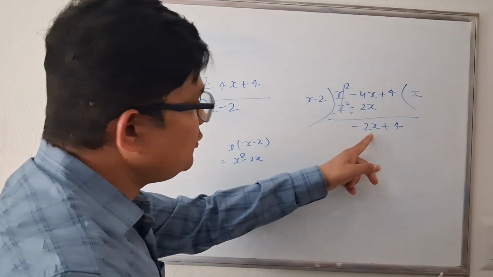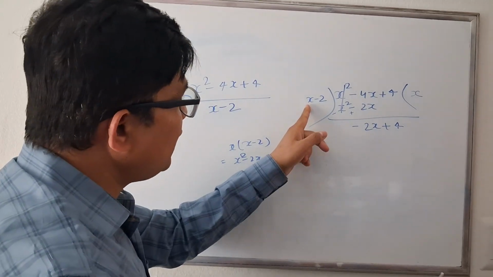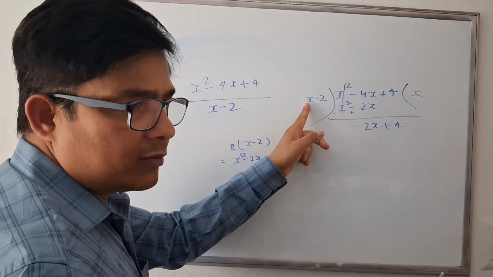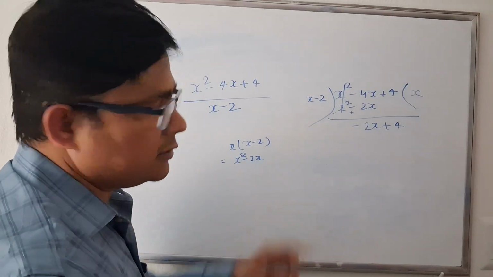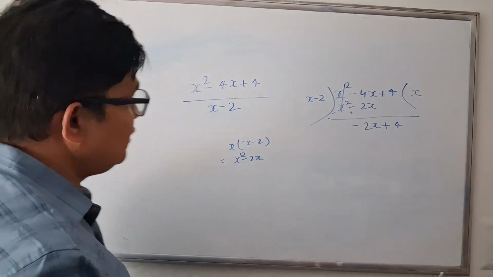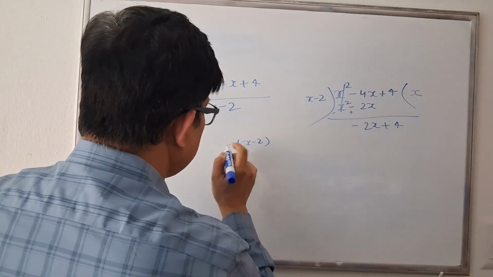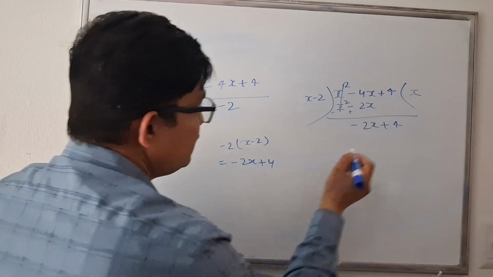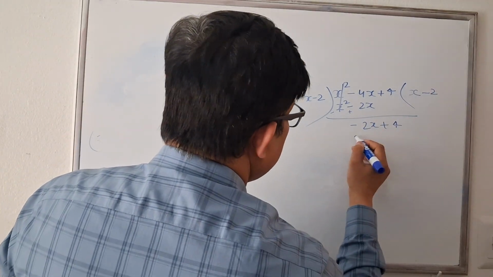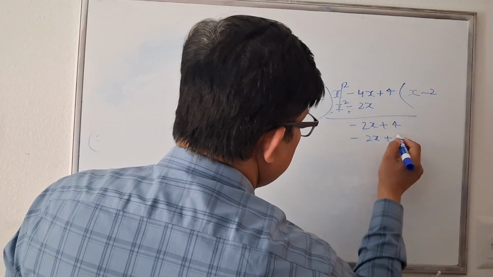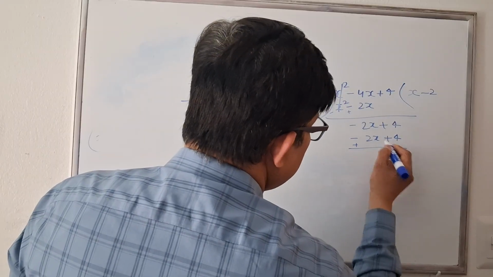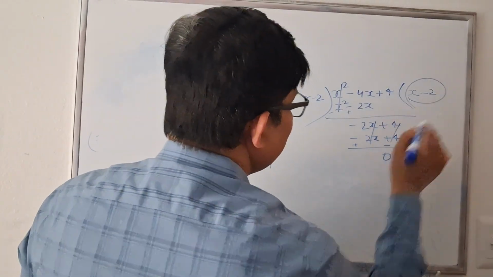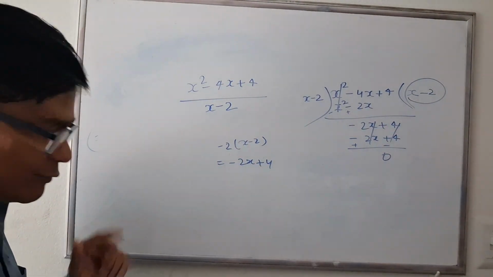Now I have to get rid of minus 2x. So to get rid of minus 2x, x is here. What will you multiply with x that will give you minus 2x? Minus 2. Okay, so now next is minus 2. Multiply by minus 2. That will give you minus 2x, minus times minus 2 is plus 4. So that will give me minus 2x plus 4. And then subtract it. It will become plus, it will become minus. Left with 0. What is the answer? x minus 2. See? Isn't it so simple? Okay.